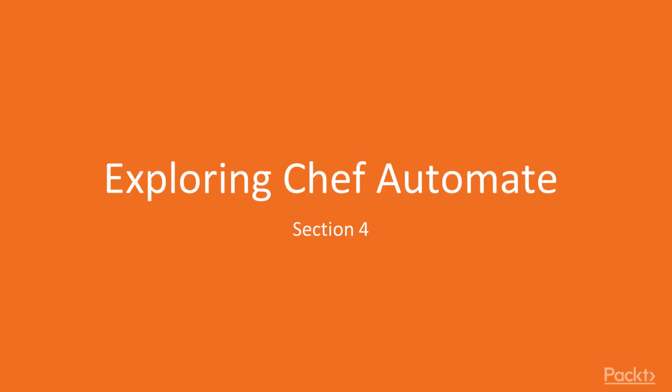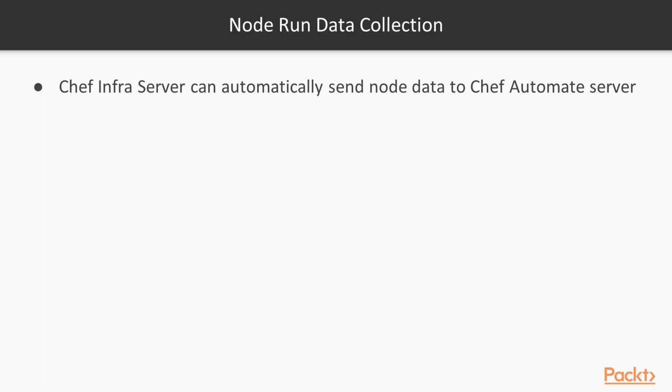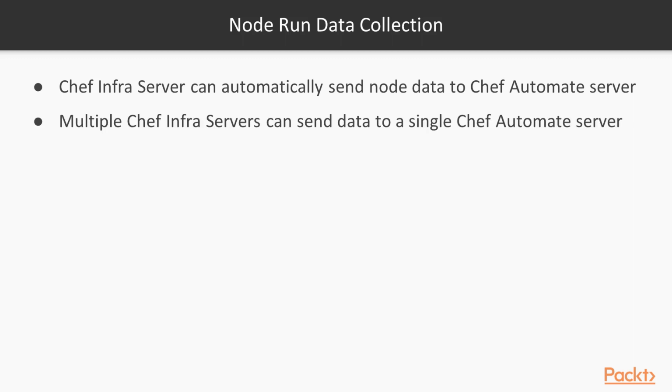Section 4, Exploring Chef Automate. In this video, we will learn how to set up data collector communication between Chef Automate server and Chef Infra server. Chef Infra server should automatically update the node data to Chef Automate server, and there would be several such Infra servers in our production environment which would be updating their node data to a single Automate server.